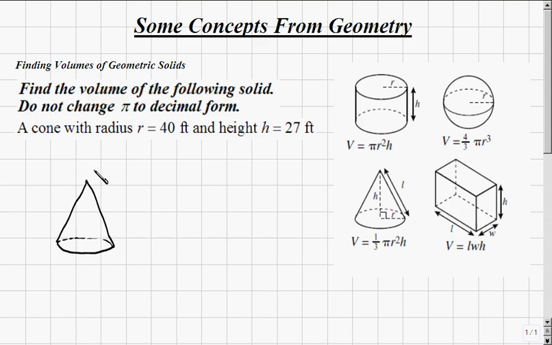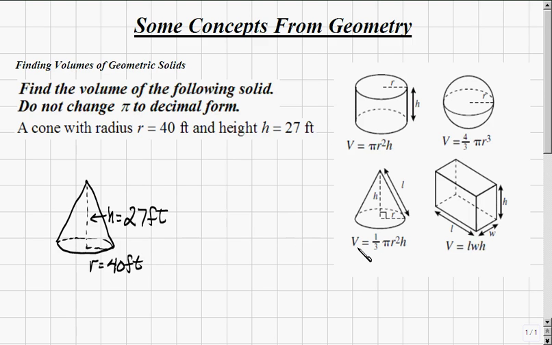And for our cone and labeling our information, the height of the cone is from the top of the cone straight down to the base of the cone. This is the height, and this is a height of 27 feet. Next, from the point that the height goes down to the side of the cone will be the radius of the base of the circle. That radius we have is 40 feet. With this information, we can now find the volume of a cone.